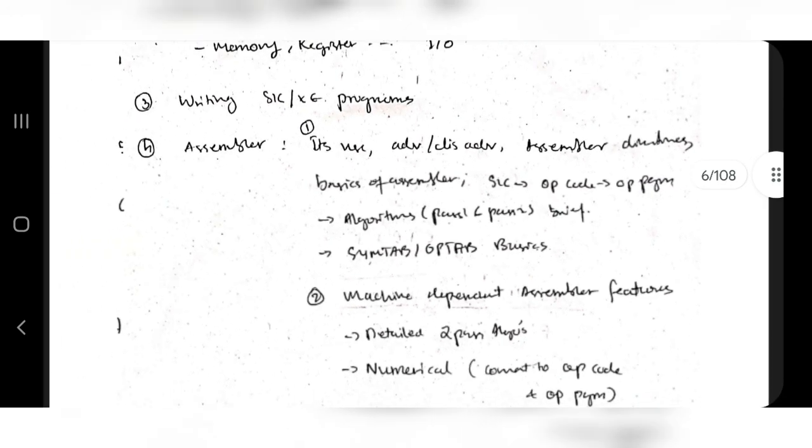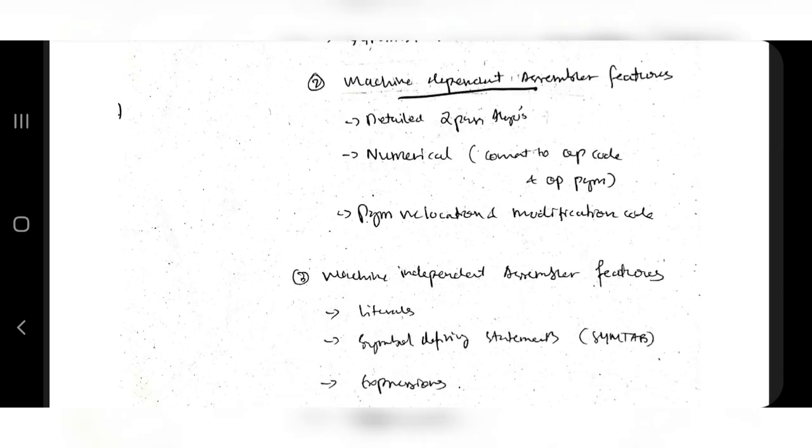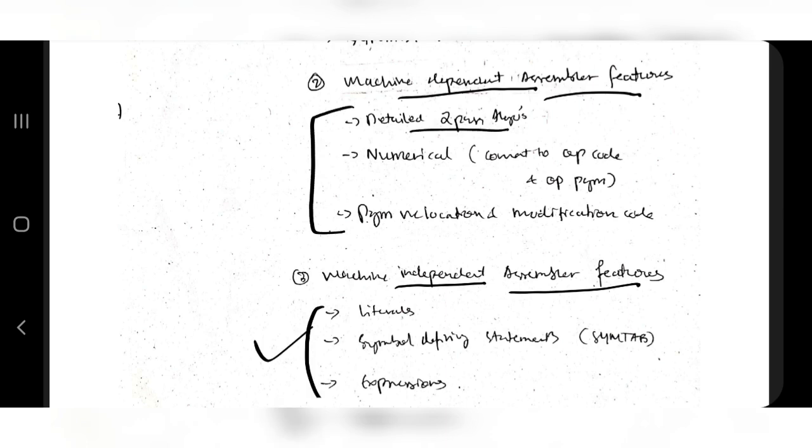So the first part is dealing with the basics of assembler, and the next two parts are nothing but the dependent and the independent assembler features. So here the detailed two-pass algorithm is there, and here the five theoretical things is there. This is very easy as compared to this one. Here the numerical will come.